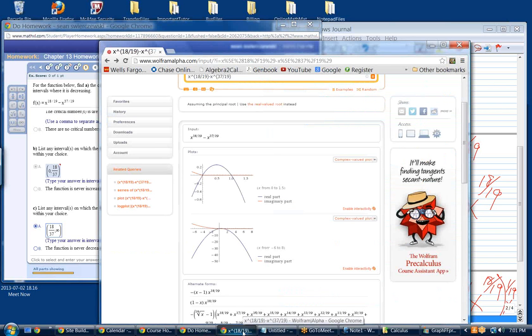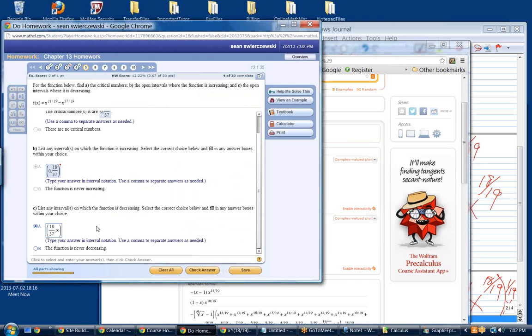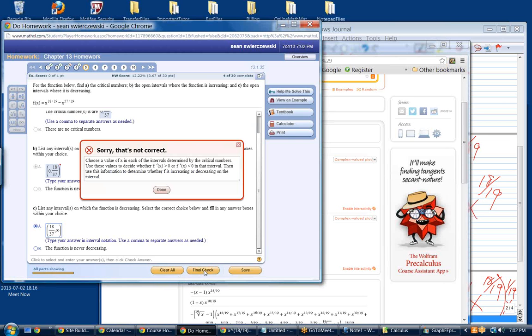I think it's the function is never decreasing. Well, here's the function. It's decreasing. You can see it. There's its peak, and it's decreasing everywhere after that. And according to this, it's decreasing out to infinity. I don't know what to do here.